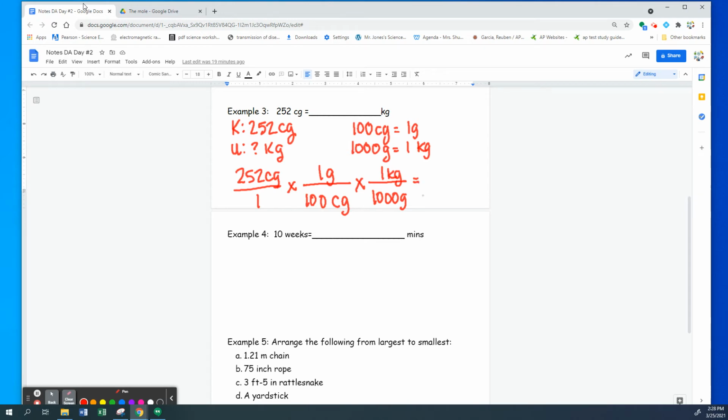Going to go ahead and use my calculator. Remember, if it's on top, we're going to multiply. If it's on bottom, we're going to divide. So I have 252 divided by 100 divided by 1,000. You need at least 2 digits. So I have 0.00252. If you stopped at 25, that's fine, but kilograms is our unit.